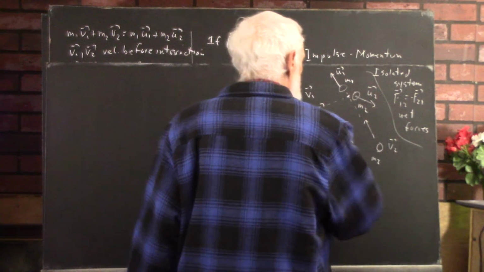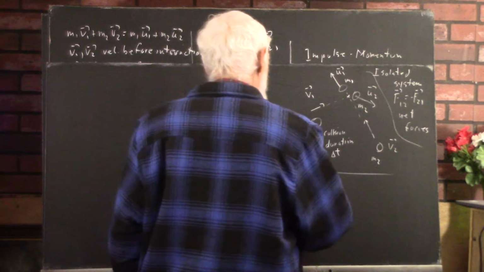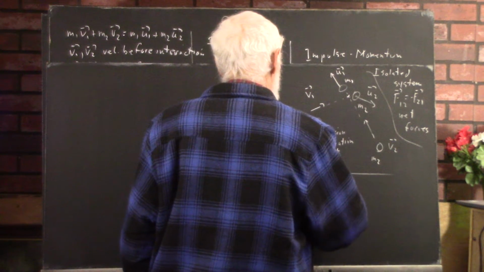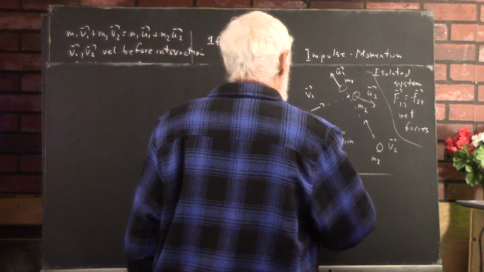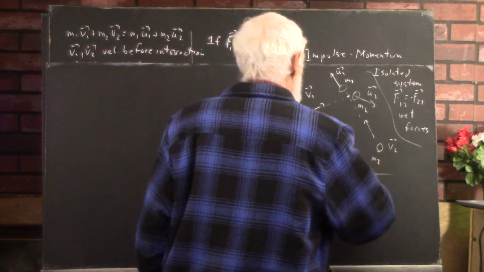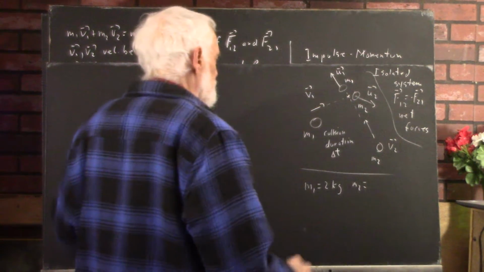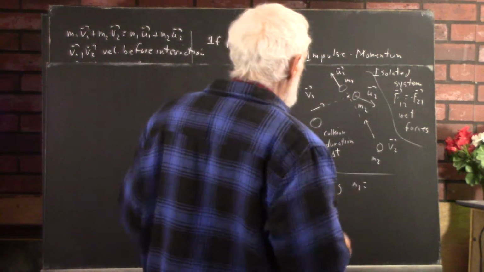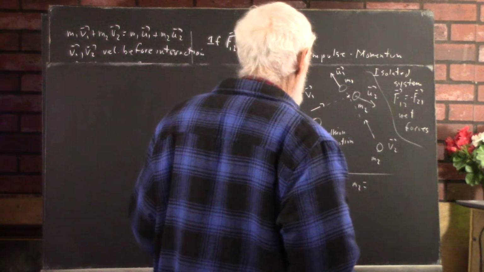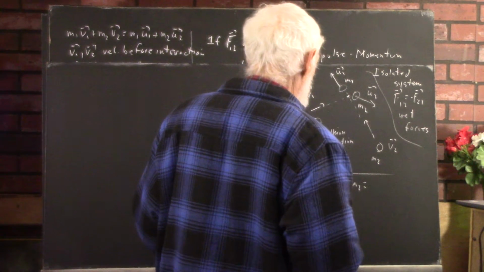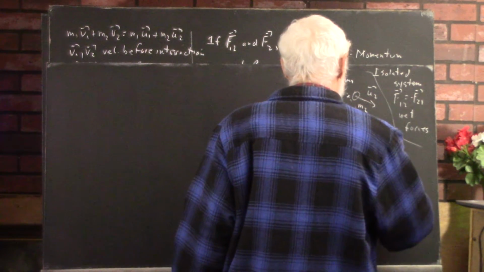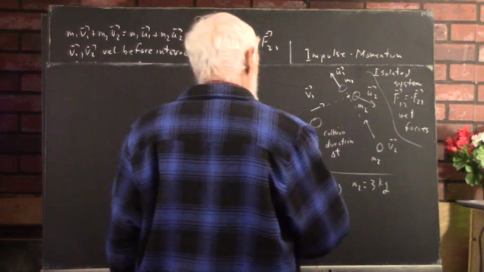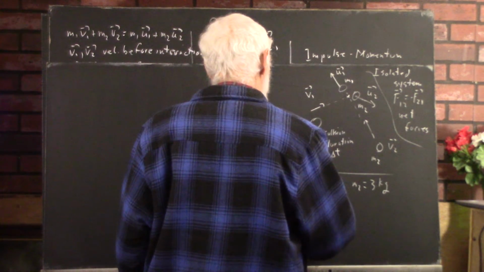And now let's get some numbers in these things. Let's let m1 be 2 kilograms. Now let's see, looking at this, which of these is going to be more massive? That gets knocked off there, that gets knocked off there. So I'm going to say m2 is 3 kilograms.